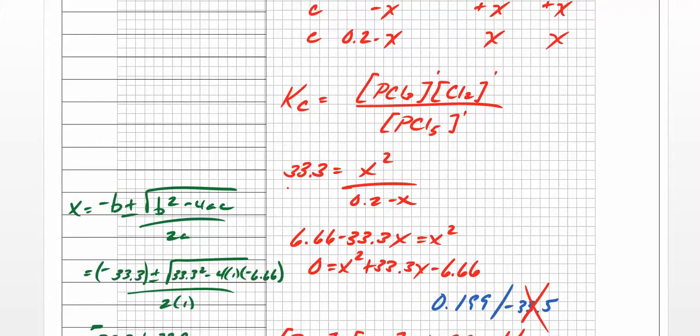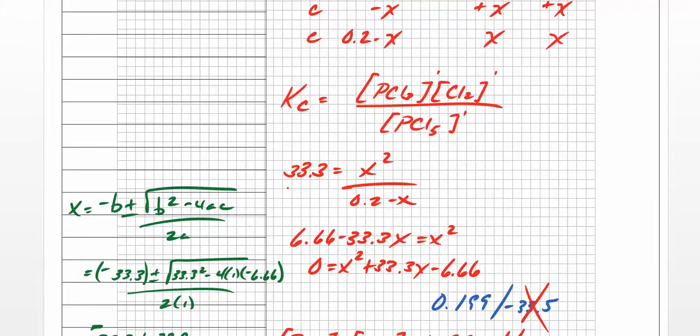So for example, let's just say that instead of getting negative 33.5, I got 0.199, and then I got 10 for the other one. Okay, I got 10 for this one. It's a positive number, but it won't work because look what happens when I plug this in. 0.2 minus 10, that's going to be a negative concentration for this right here, the PCl5. Can't have a negative concentration, so that won't work.